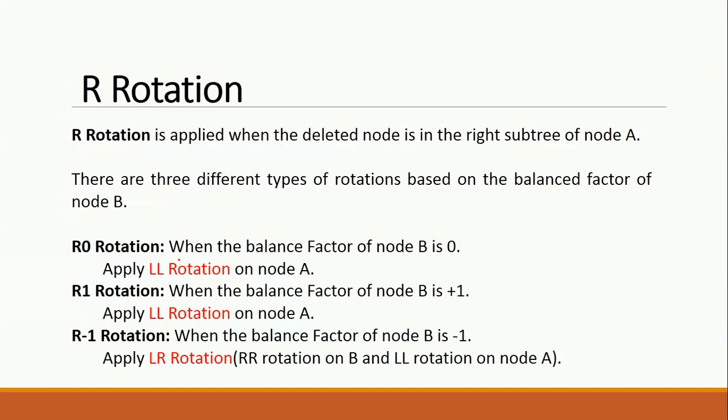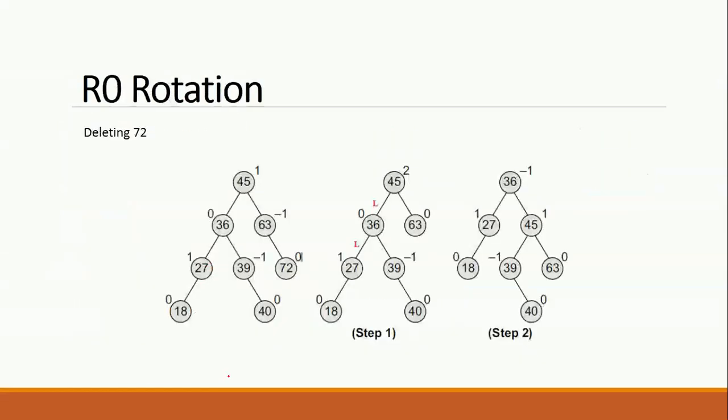For R0 rotation, we have to apply LL rotation. For R1, we have to apply LL rotation, and for R minus 1, we will apply LR rotation. Now, consider this particular given example. I want to delete 72. 72 is present in the right subtree. Once the 72 is deleted, see here.